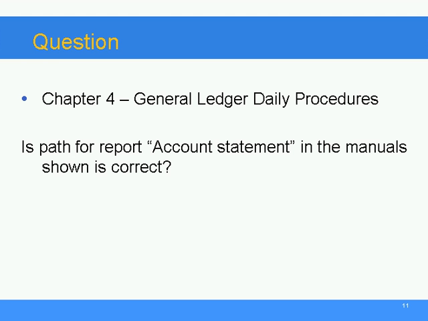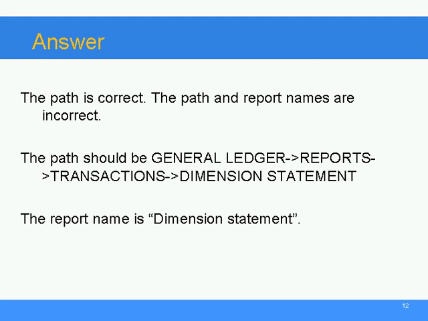Again, Chapter 4, General Ledger Daily Procedures. Is the path for account statement shown in the manual correct? The short answer: yes, the path is correct, only the name is incorrect. Instead of account statement, it is a printing error, and you should see dimension statement. So the record name is dimension statement.